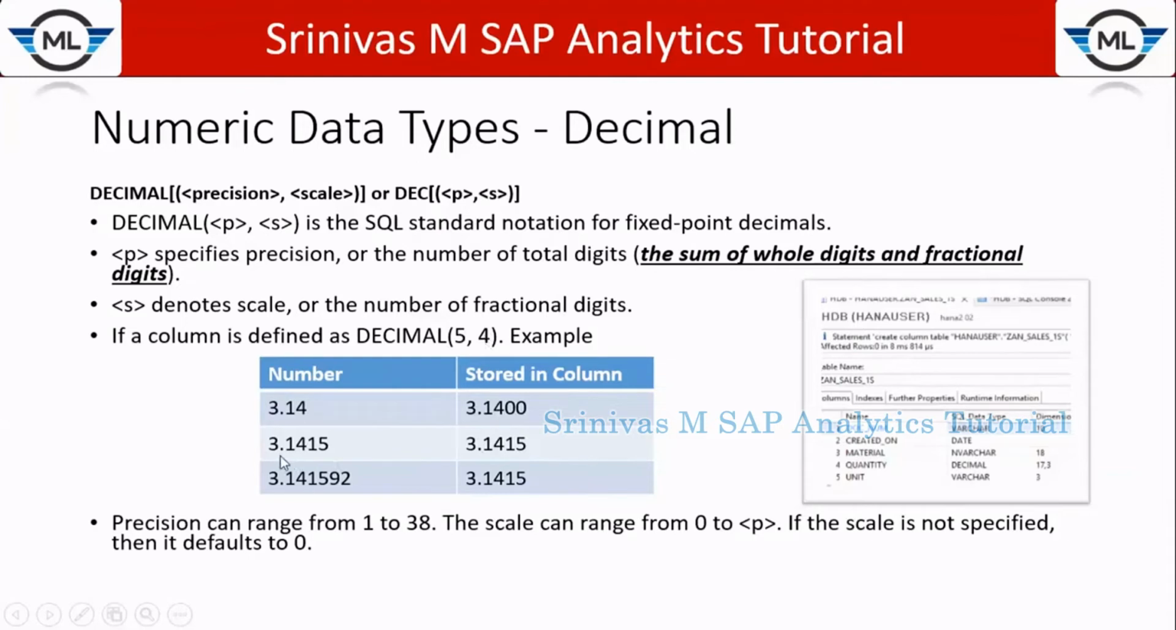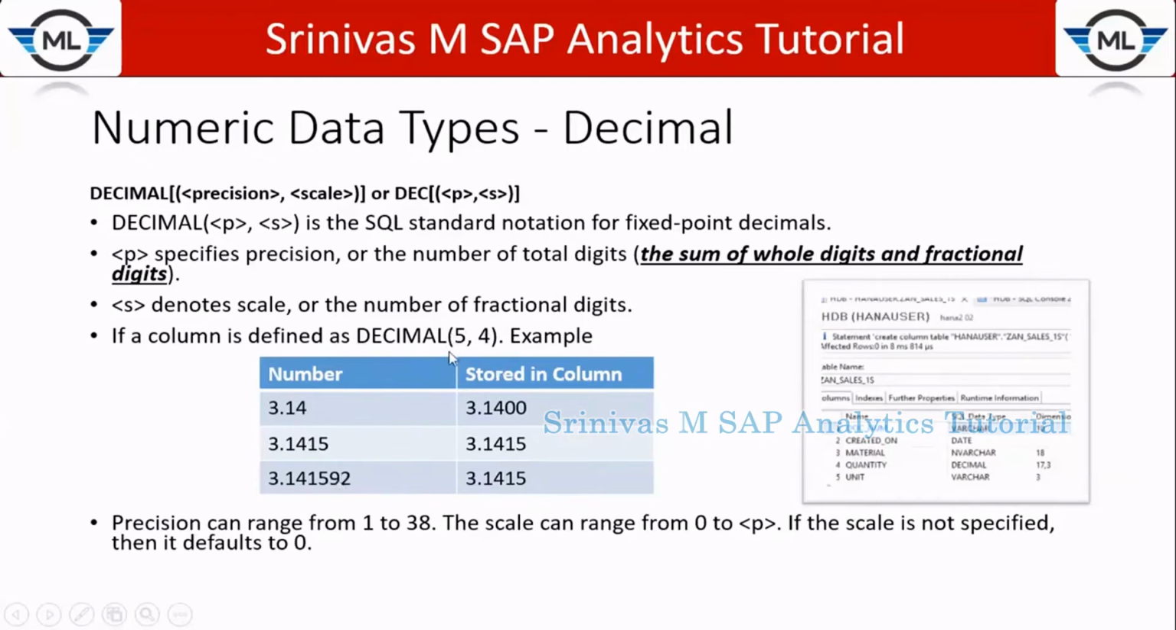Okay, if you take 3.1415, then the total number of digits is 5 here, and it will take exactly the 4 decimal numbers. If you try to store more decimal numbers into your column, which is defined as 5 comma 4, what the system will do is take max 4 only, because you defined the scale as 4. After that, 1 2 3 4 9 2, it will exclude these two values, and only takes 4.